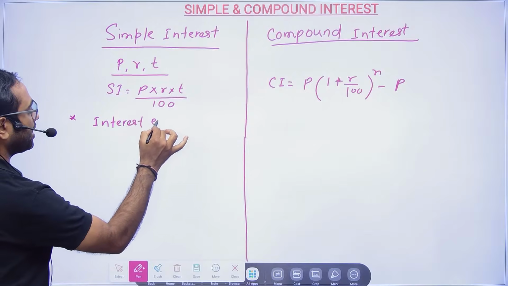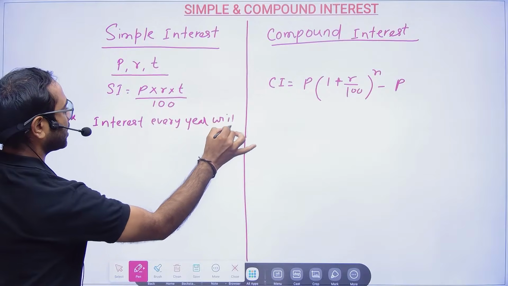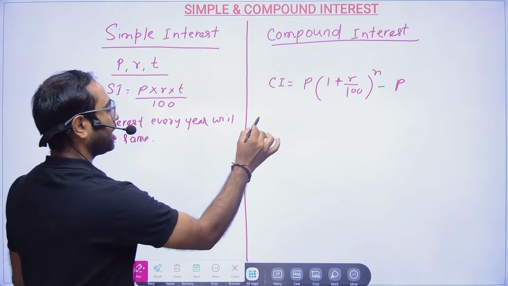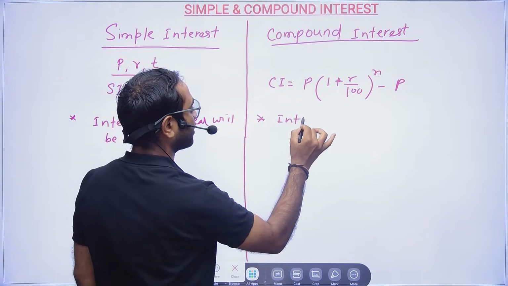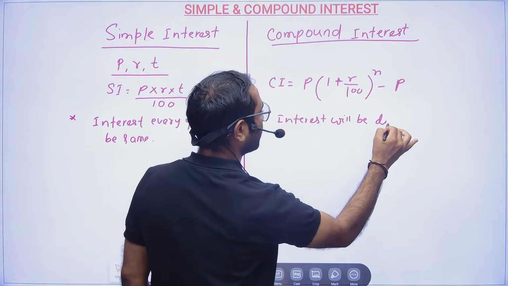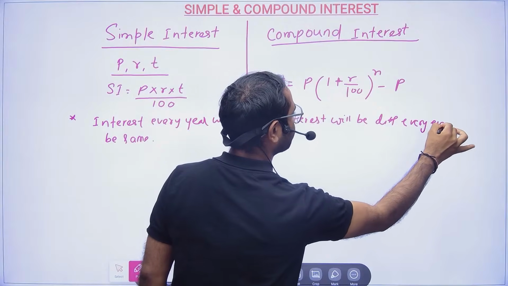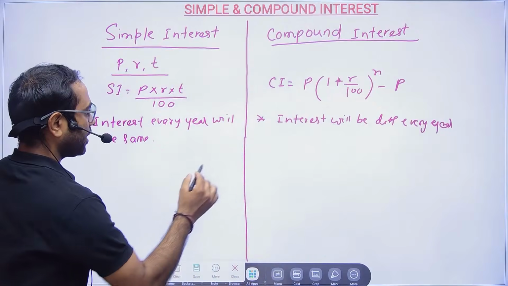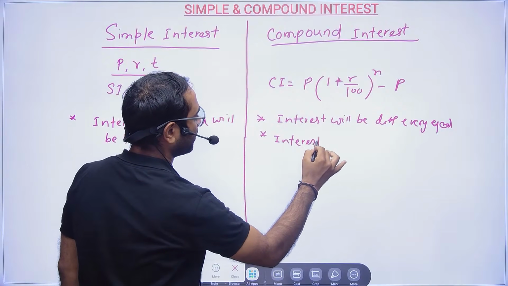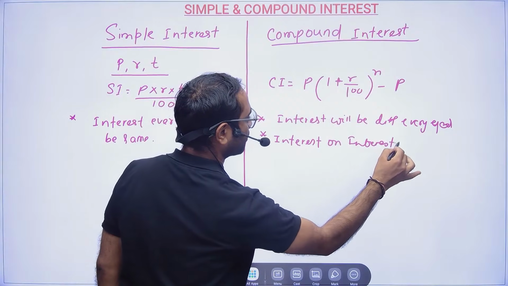The very important point here, friends: in simple interest, the interest every year will be the same. In compound interest, the interest will be changing every year, so the interest will be different every year. In compound interest, interest is calculated on interest. That is what is called compound interest. Interest on interest we will be calculating.